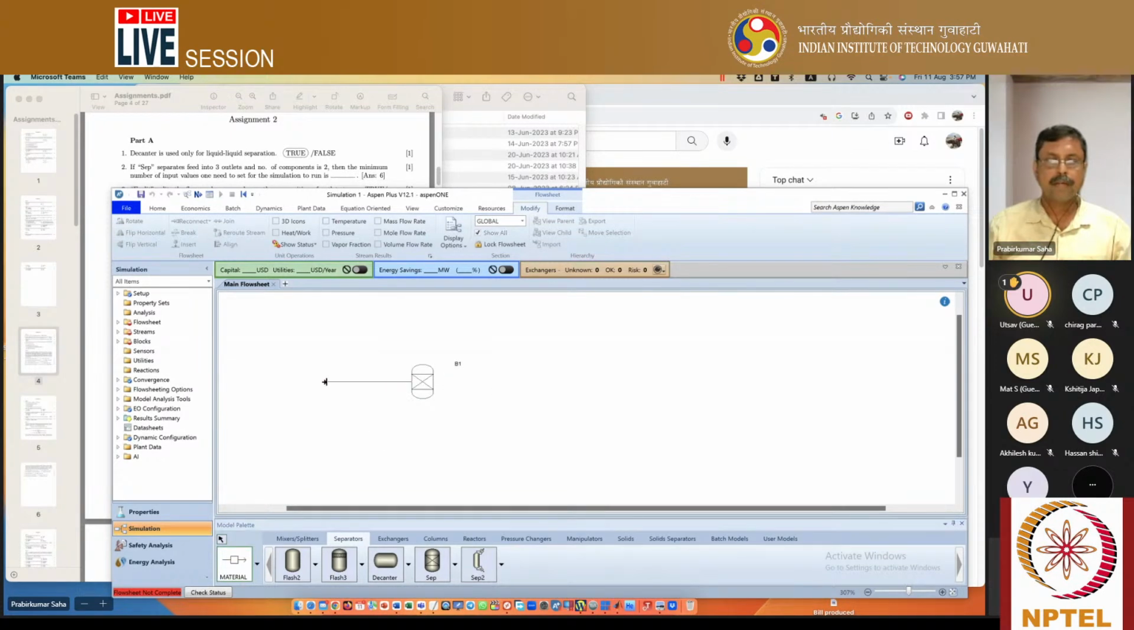Now connect it. Then there are 3 outlets. So this is outlet number 1. This is outlet number 2. And this is outlet number 3. Okay. So let us name them as feed, outlet number 1, outlet number 2, and outlet number 3.